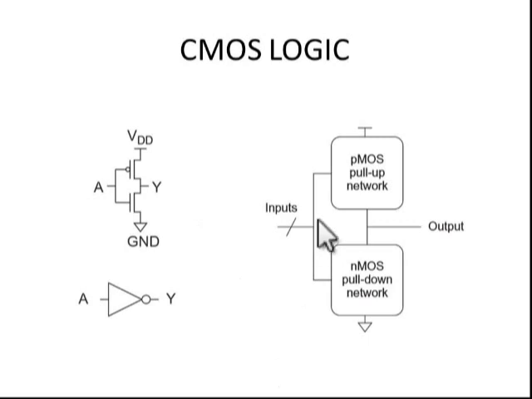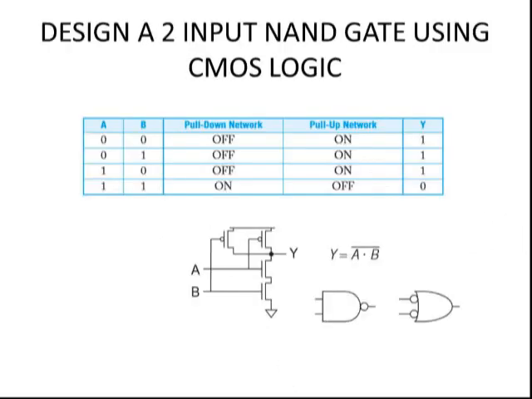Next we will see how to design a 2-input NAND gate using CMOS. So this is the truth table of the NAND gate. It's a 2-input, so A and B are inputs. There are 4 combinations: 0 0, 0 1, 1 0, 1 1. For the first 3 combinations outputs are 1. The last combination output is 0. So if output should be 1, then pull-up network is on. If output is 0, then pull-down network is on. So we have to design such that.